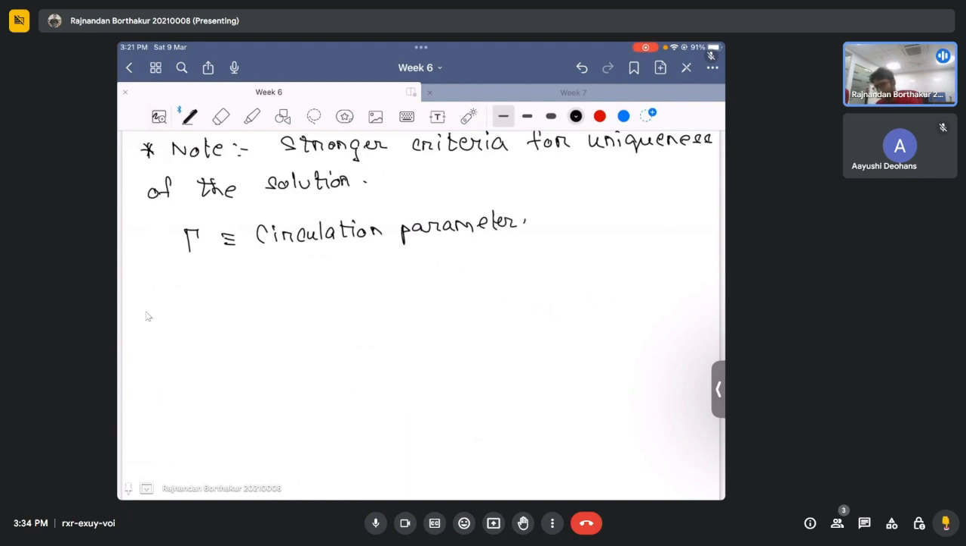So can you tell me, if there is a rotational velocity u theta, which is basically a function of r, and I define a circulation parameter gamma, what is the relationship between this gamma and u theta? Yeah, the integral of u theta dl. Yes, exactly, you are exactly right.